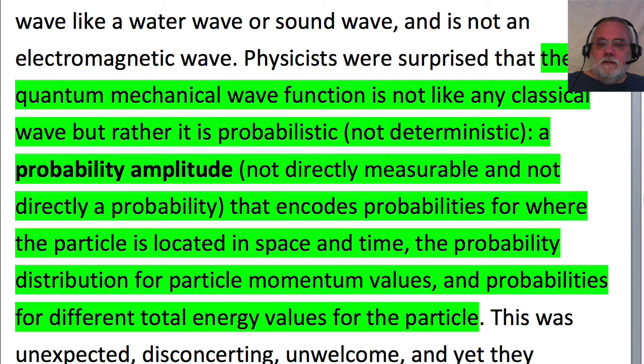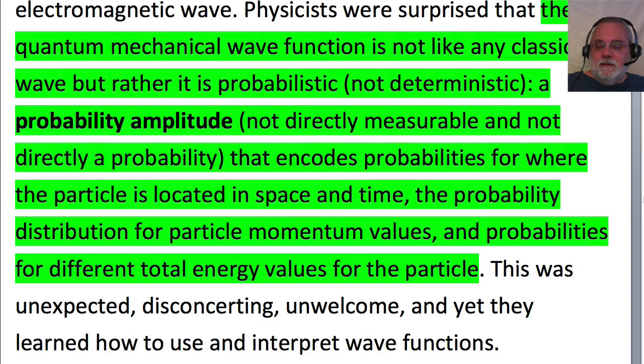Physicists were surprised that the quantum mechanical wave function is not like any classical wave, but rather it's probabilistic, not deterministic. It's a probability amplitude, not directly measurable, and also not directly a probability. We'll see that later. It's a probability amplitude that encodes probabilities for where the particle is located in space and time, the probability distribution for particle momentum values, and the probabilities for different total energy values for the particle. This was unexpected, disconcerting, unwelcome, and yet physicists learned how to use and interpret wave functions.